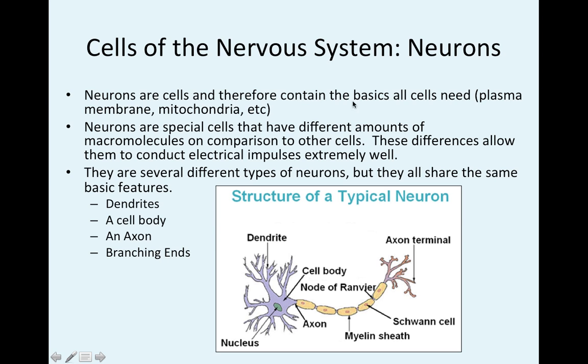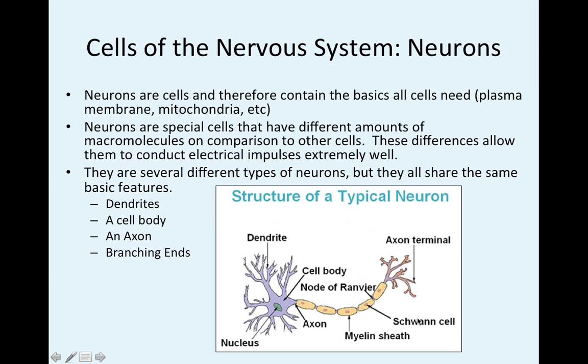Now, neurons are cells and therefore contain the basic cell needs. I just talked about that. These are the parts that we need to know right here. Okay? And here's a better diagram. The dendrites, the nucleus, here's the cell body. Here's our axon. The whole thing is the axon.